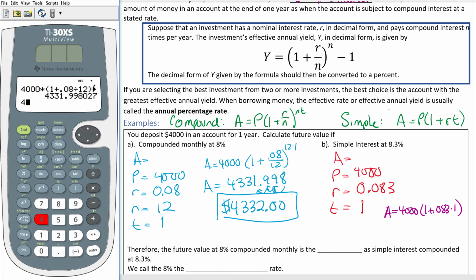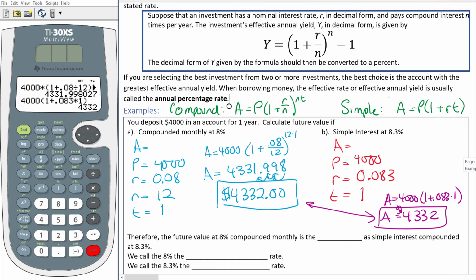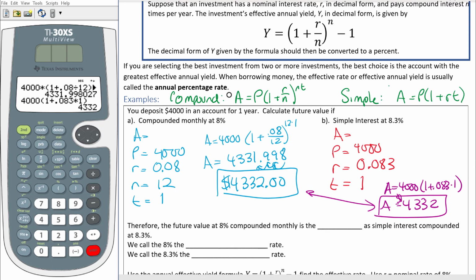So now I'm going to type that in the calculator. We have 4,000 times (1 plus 0.083 times 1). And that gets us 4,332. Very interesting, isn't that? So we didn't use the annual effective yield rate. I'm just trying to explain what annual effective yield is when we did compounded monthly and simple interest.